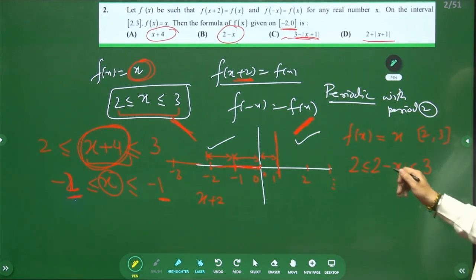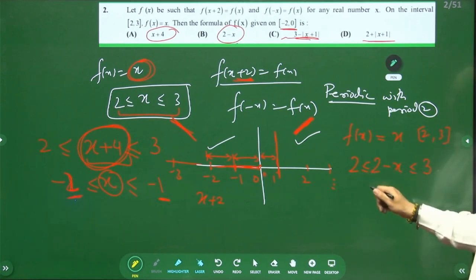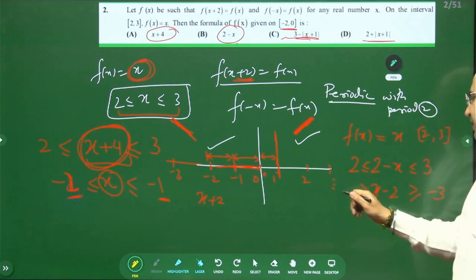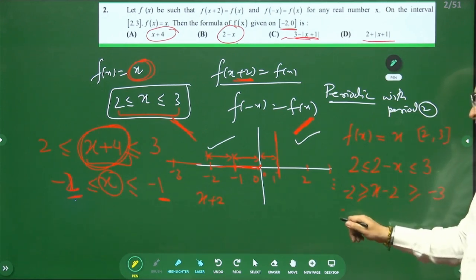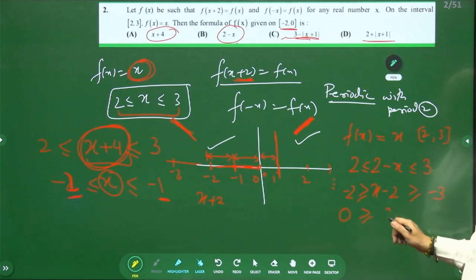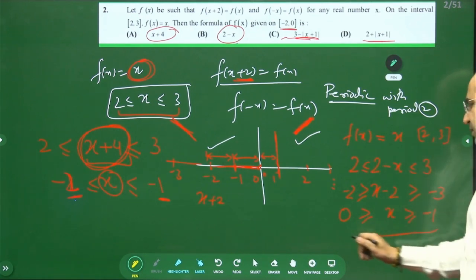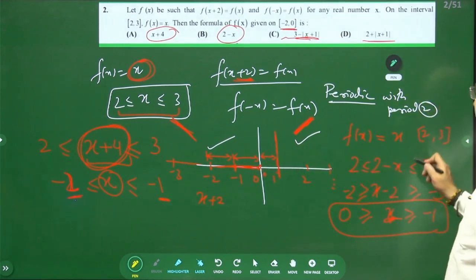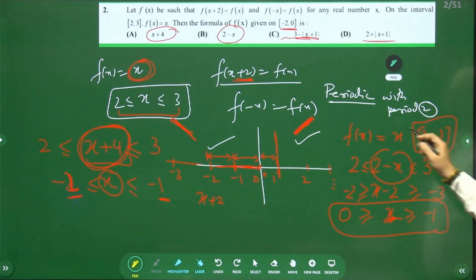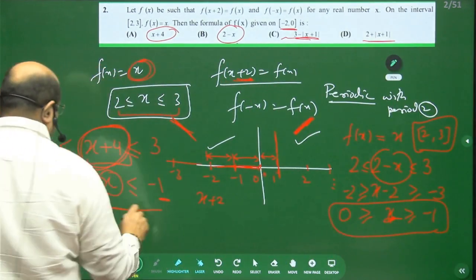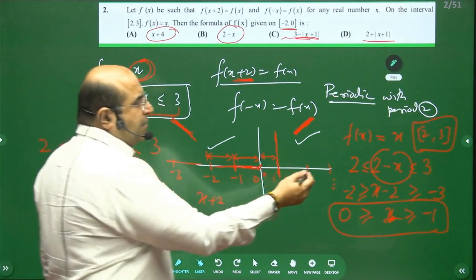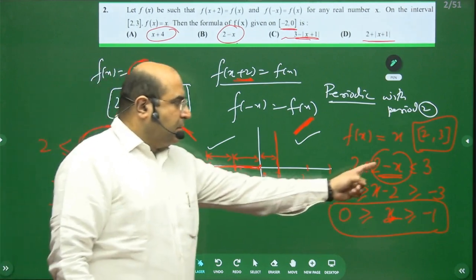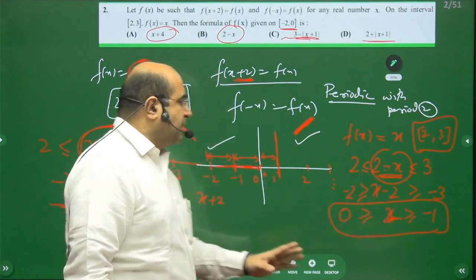From this place, let me just again give you this answer. If I do x minus 2, the inequality will change. It becomes minus 3, it becomes minus 2. Then I'll add 2 on both sides. This becomes 0 and this becomes minus 1. So minus 1 to 0 is where x should lie to give my 2 minus x answer. One is x plus 4, which is minus 2 to minus 1. Another one is 2 minus x, which should give me x in 0 to minus 1.